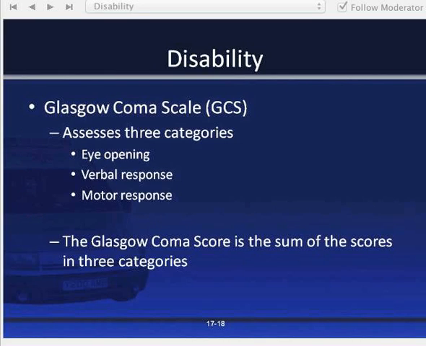When evaluating disability, we utilize the Glasgow Coma Score, and assess 3 categories. We assess eye-opening, verbal responses, and motor responses. The Glasgow Coma Score is the sum of the scores in the 3 categories.